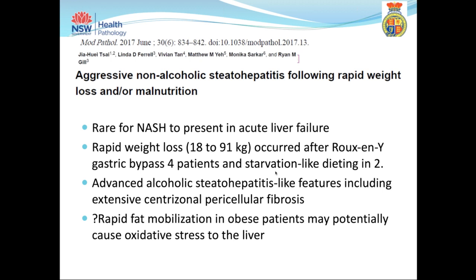And what we actually think this case is, is a variant of NASH that's been described following rapid weight loss or malnutrition. As I'm sure you all know, NASH is typically quite an insidious, long-standing disease, so it's pretty uncommon for it to present in acute liver failure. In these cases described in the literature, the patients all had rapid weight loss, 4 after Roux-en-Y gastric bypass procedures and 2 after starvation-like dieting, such as this patient. And they all had these advanced alcoholic steatohepatitis-like features. It's thought perhaps that rapid fat mobilization in obese patients may lead to oxidative stress in the liver, causing this pattern of injury.